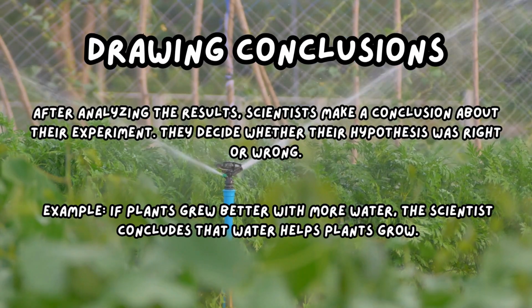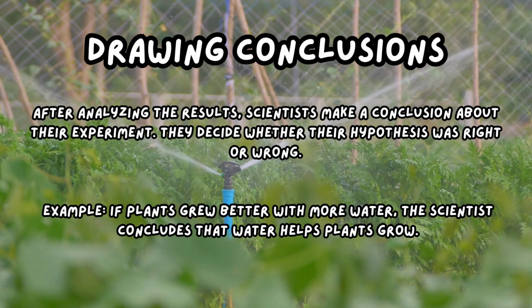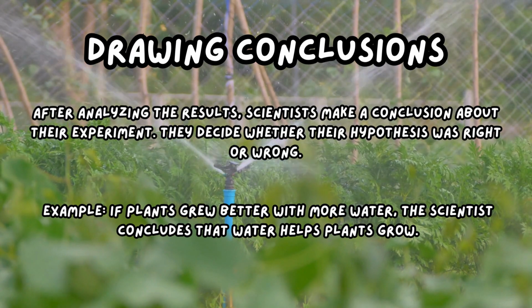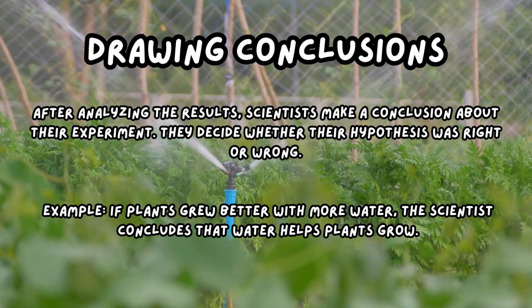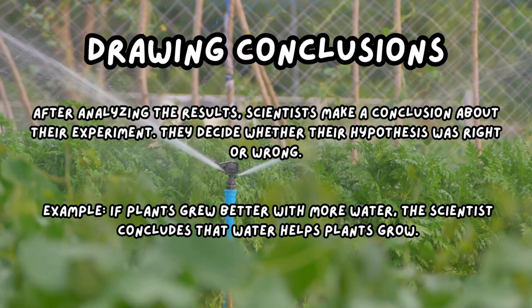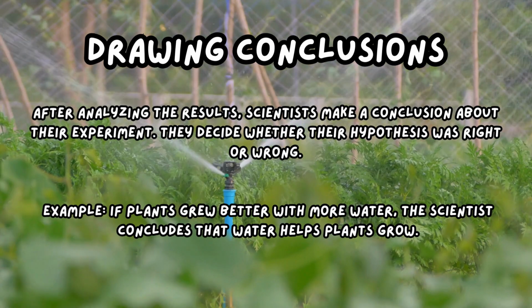Drawing conclusions. After analyzing the results, scientists make a conclusion about their experiment. They decide whether their hypothesis was right or wrong. Example: if plants grew better with more water, the scientist concludes that water helps plants grow.